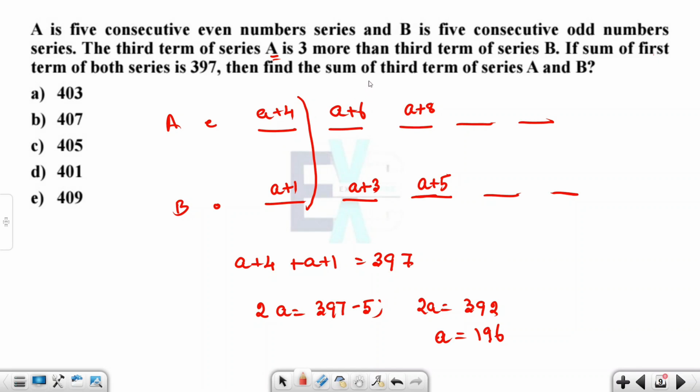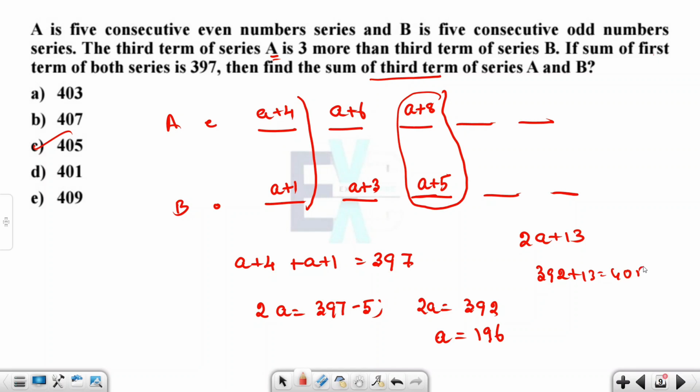And what do we need to find? The sum of the third terms of series A and B. We need to find the sum of the third terms of series A and B. See here, 2a plus 13. A is 196, so 2a will be 392. So 392 plus 13 will give us 405.